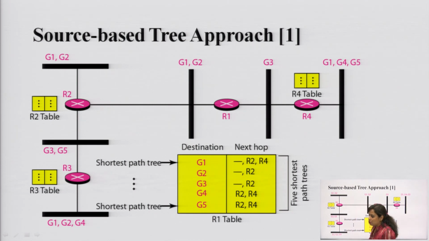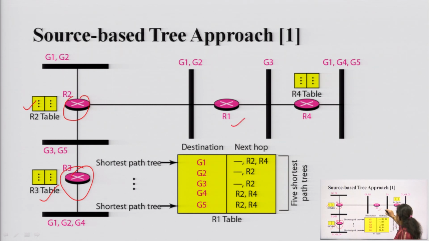Next one is source based tree approach. In this case, these are the different nodes which are connected over here. This is the routing table which is maintained at router R2. This is the routing table which is maintained at router R3. This is the routing table that is denoted by R1. This is the routing table which is denoted as R4. So, these are the different routing tables.